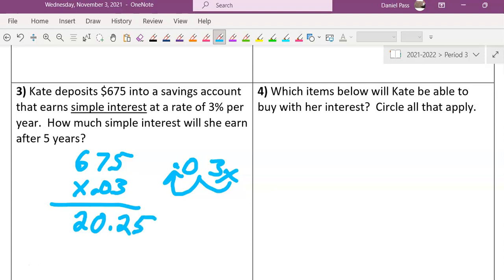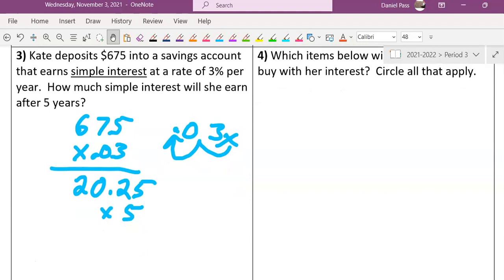Okay. Then after that, we multiply it by 5. Yes, multiply by 5. We all agree with that? Yeah. That's right, because it's 5 years. Very good, sir. We just did this for our homework yesterday. Our answer is $101.25.